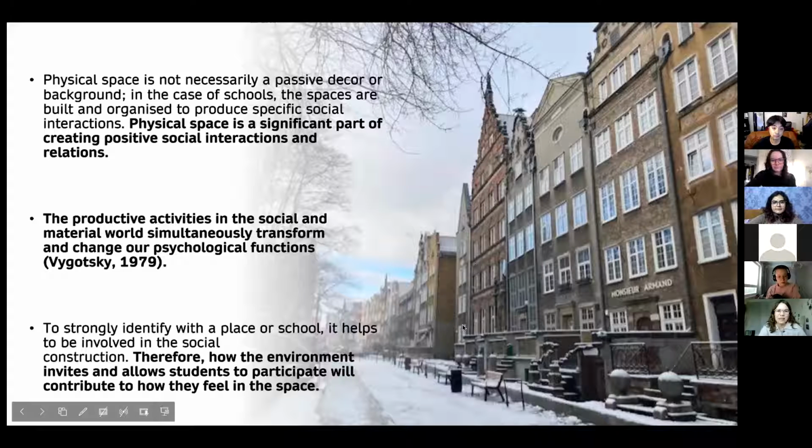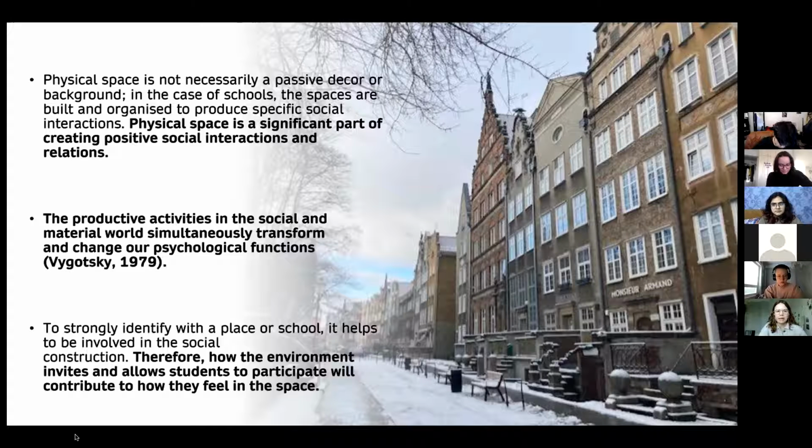Yes, so now very briefly, I'm going to give you a framework of the main theory and findings of this topic, so hopefully those will be helpful for you to later develop on and reflect on during the rest of the activities. Firstly, when talking about space utilization, it's relevant to know that physical space is not necessarily a passive decor or background. In the case of schools, the spaces are built and organized to produce specific social interactions, and physical space is a significant part of creating positive social interactions and relations.